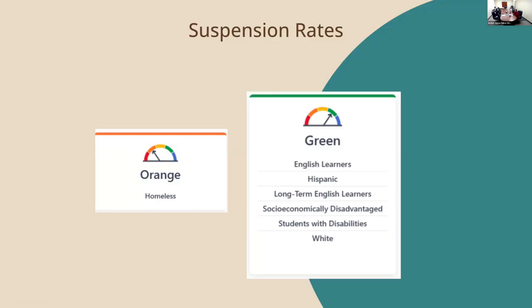And then the rest of our student groups, which includes our English learners, our Hispanic students, our long-term English learners, our socioeconomic disadvantaged students, students with disabilities, and our white students, are in the green. And that's because we had decreases in our suspension rates for our students.